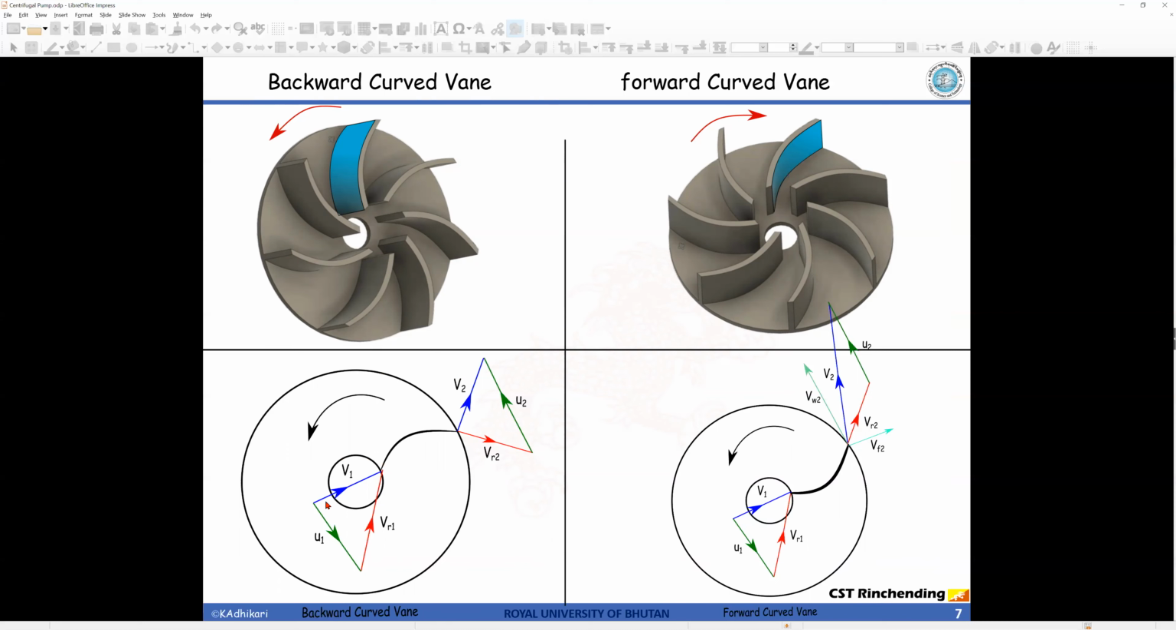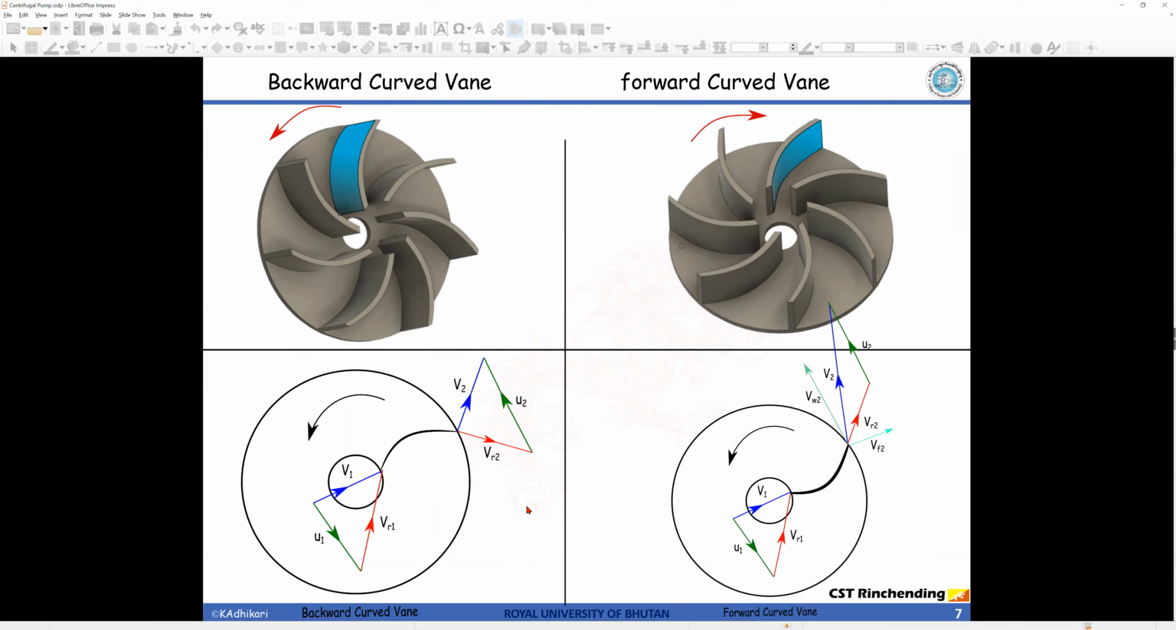It is a radial flow at the inlet section. Radial means in the radial direction. So at the inlet section, for both backward and forward, the velocity triangle remains the same. The difference is at the outlet of the vane. For backward, the velocity triangle is constructed like this, and for forward, the velocity triangle looks something like this.